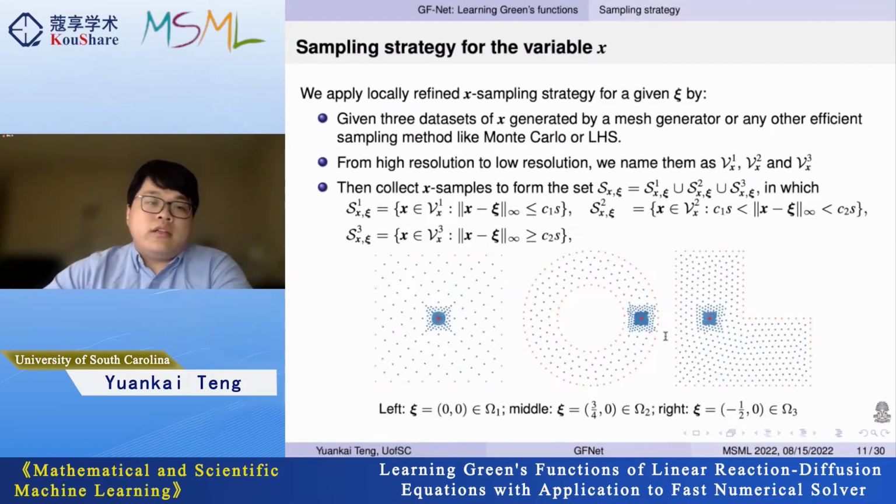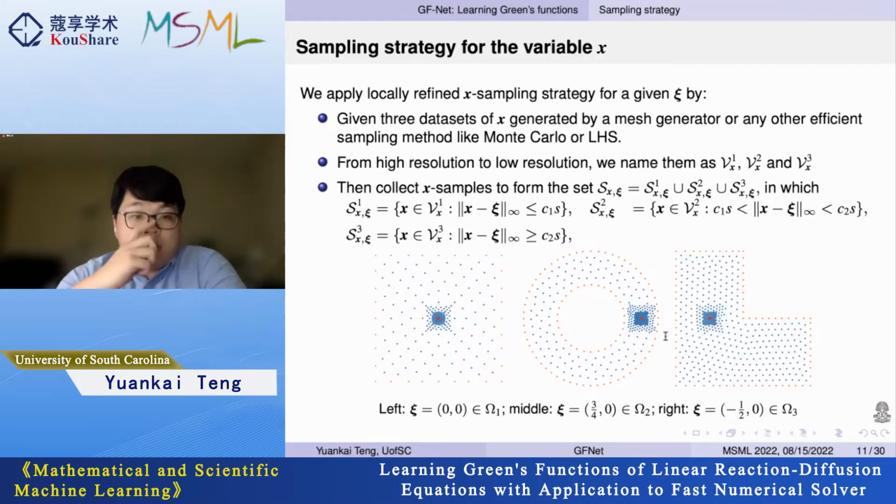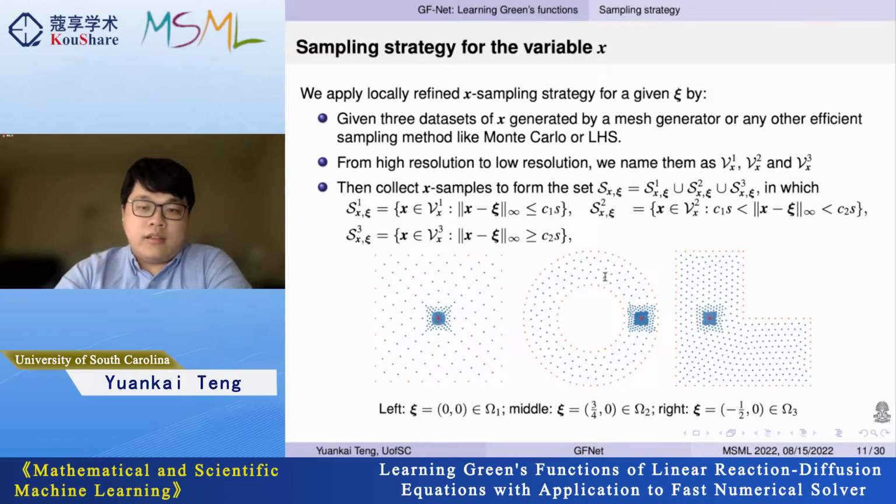So in order to train the network, we have to apply a locally defined X sampling strategy for a given ξ, since the distribution of the Gaussian density function is different with different given ξ. Suppose we are given three datasets of X generated by a mesh generator or any other efficient sampling method like Monte Carlo or LHS, from high resolution to low resolution. We name them VX1, VX2, and VX3. We collect the X samples based on the following strategy.